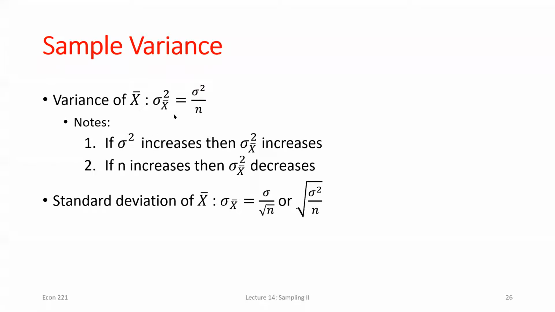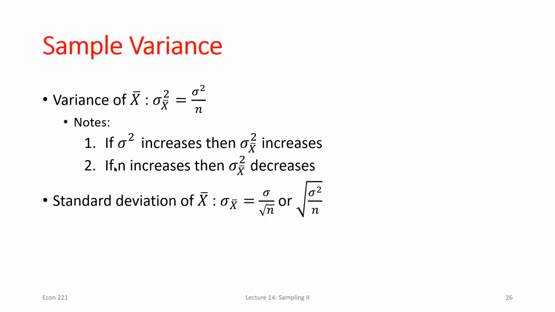Now, points 1 and 2 here: if the variable I'm sampling from, if that variance goes up, then the variance of my sample means goes up as well, right? If I'm looking at a variable of height that has a much lower variance than the variable of income, then my sample mean incomes are going to have a higher variance than my sample mean heights, right? So the original variance of the data influences the variance of my sample means.